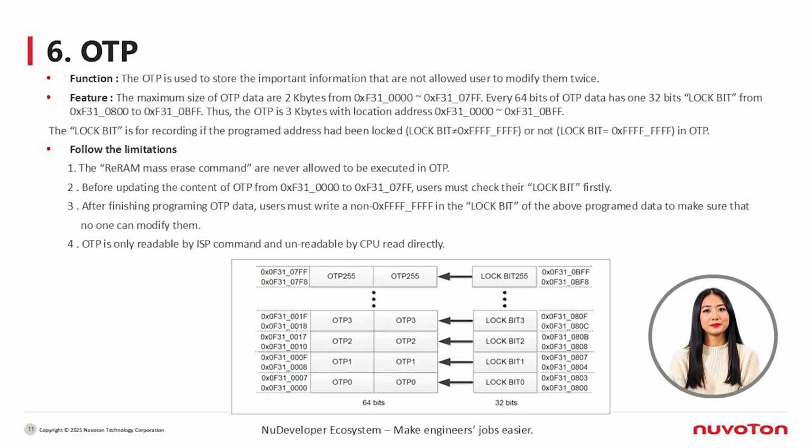Next, I'll share OTP. The OTP is used to store important information that users are not allowed to modify twice. The maximum size of OTP data is 2 kilobytes, from 0F310000 to 0F3107FF. Every 64 bits of OTP data has 32 bits of lock bit, from 0F310800 to 0F310BFF. Thus, the OTP is 3 kilobytes with location address from 0F310000 to 0F310BFF. The lock bit is for recording if the programmed address had been locked.